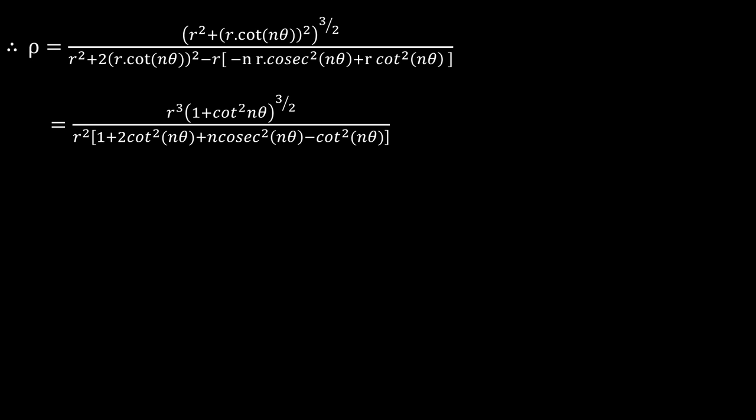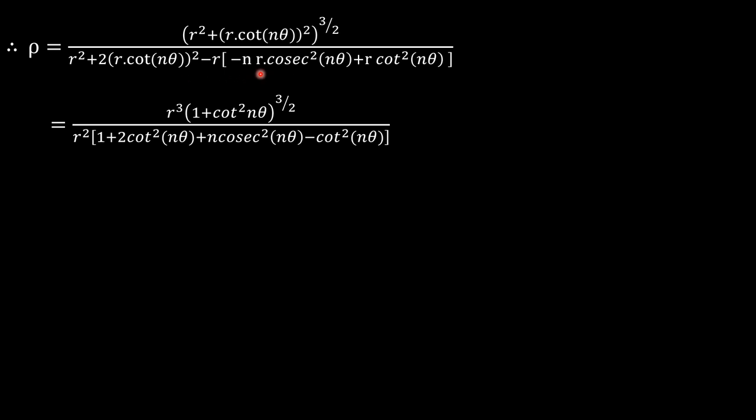Just observe the terms over here, students. From the numerator, let me take r square outside the bracket so that it is of the form r square to the power 3 by 2. That is nothing but r cube, isn't it? Square and 1 by 2 get cancelled so that it is of the form r to the power 3. So what is the term left out then? The left out term is 1 plus cot square n theta whole to the power 3 by 2.